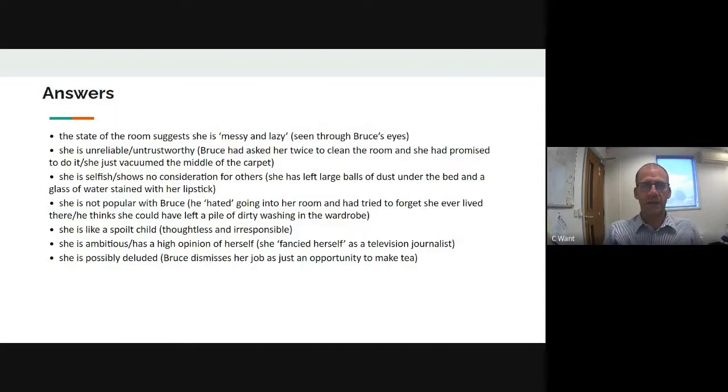All right, so you can see where the adjectives are. She's selfish, she's not popular, she's spoilt. And then in brackets, you've got some of the explanation. You know, she's like a spoilt child because she is thoughtless and irresponsible. You would just need to find a quotation for that.